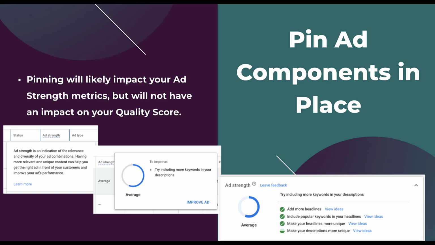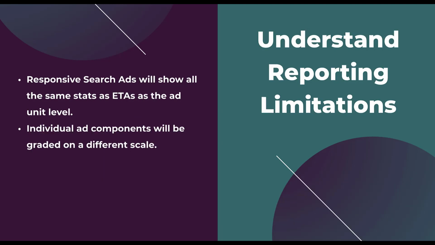Next, I want to talk about reporting, because responsive search ads do have quite a different set of reporting than expanded text ads. Overall, in the interface, a responsive search ad unit will show all the same stats that expanded text ads will. The problem is the individual ad components will be graded on a different scale. So you'll be able to see that your combination of however many headlines and however many descriptions, whether they are pinned or not, you'll be able to see all the different metrics just like you would for an expanded text ad. But when you try to look at the individual components, you're going to miss out. So let's hop into an account and I'll show you what I mean.